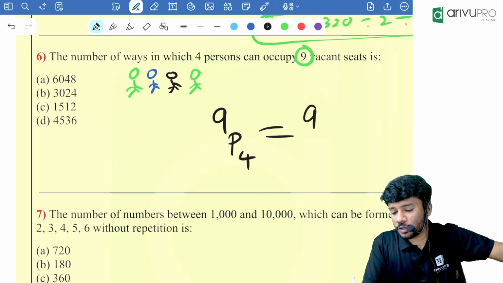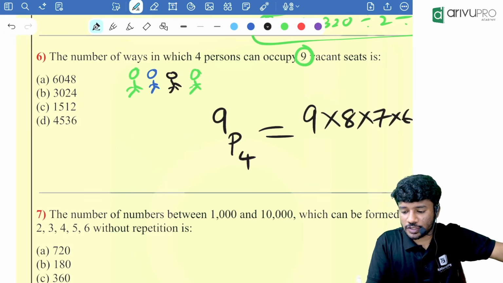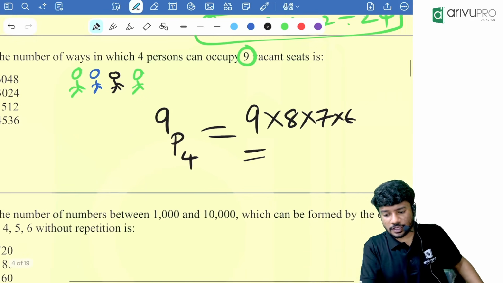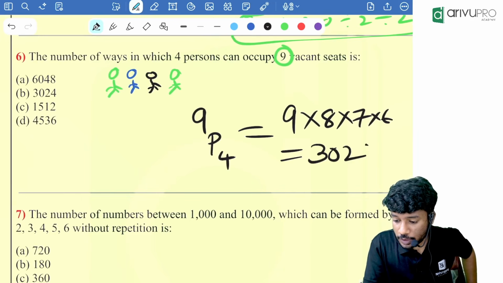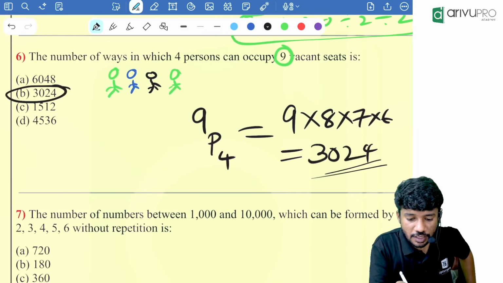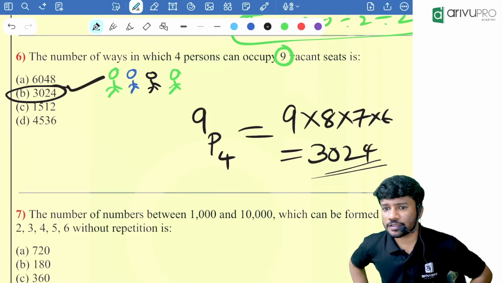And the answer is what, people? 9P4 is 9 into 8 into 7 into 6, which is 3024. Which option is the answer? Option B. I hope that everyone got it.